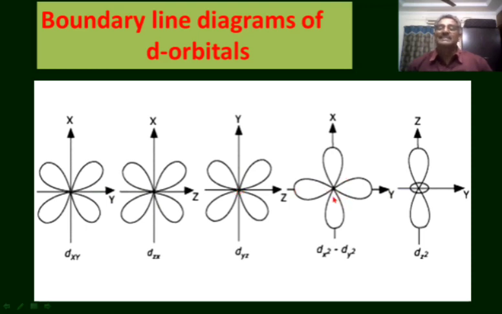Whereas in this, the lobes are oriented towards the axes, that is the x-axis and y-axis, in the dx square minus y square orbital. This is not dx square minus dy square, it is dx square minus y square. And in the case of the dz square orbital, the lobe is along the z-axis and the ring is drawn in the xy plane around the nucleus. These are the boundary line diagrams of d orbitals.